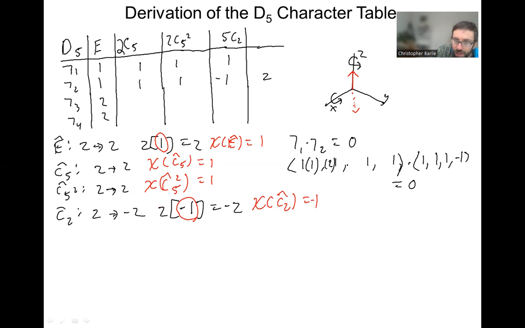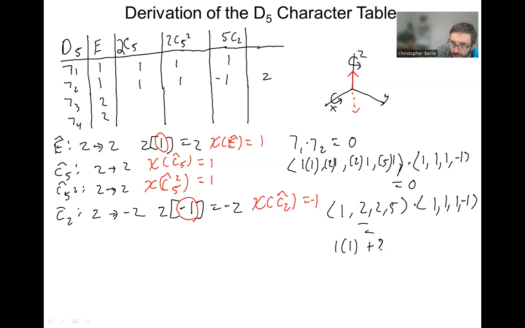This 2 came from up here. And a 2, this 2 came from up here. And then lastly, a 5. And so that's going to get us what? This is basically 1, 2, 2, 5, dotted with 1, 1, 1, -1. And just to remember your dot product rules, that is 1 times 1 plus 2 times 1, second terms, third terms, 2 times 1 plus -1 times 5, and that all equals 0. So it checks out.